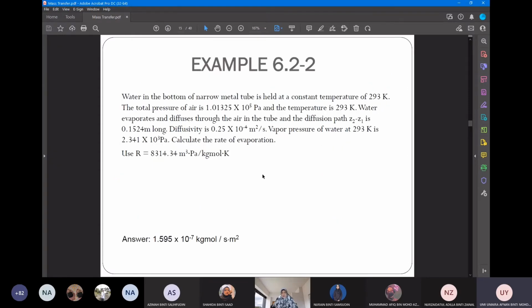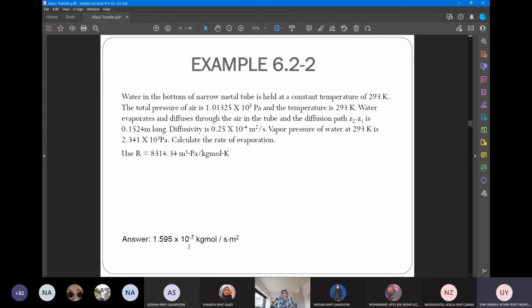You can try example 6.2. Make sure that you know what you're going to do. In this subject, you get marks based on your calculation. The final answer is only a small portion. You can look at your approach to show whether you understand the particular question or theory.